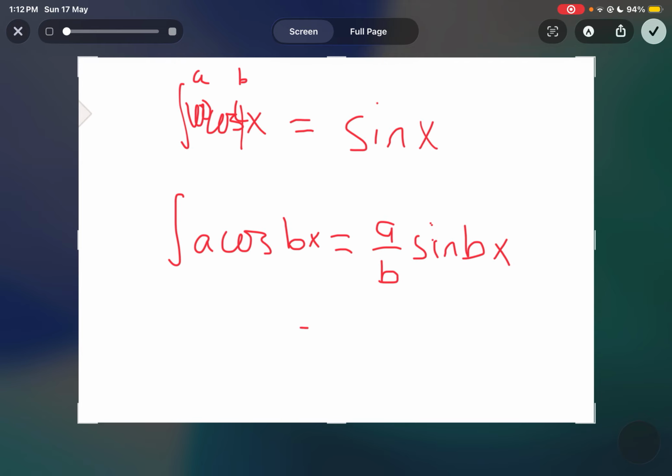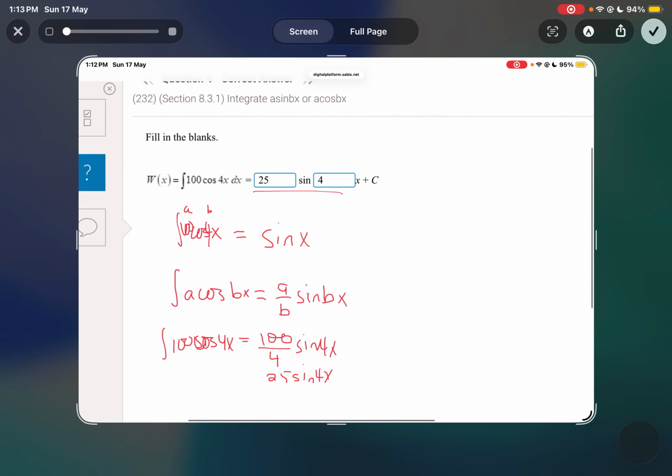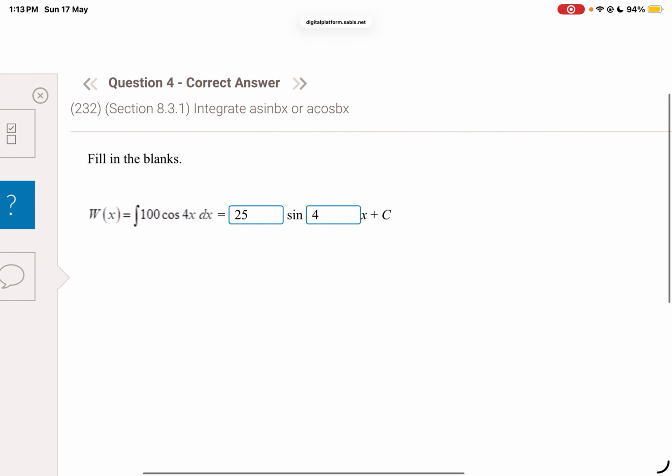So now the integral of 100 cosine of 4x dx will be equal to 100 over 4 sine of 4x, which is 25 sine of 4x. 25 sine of 4x. Very easy. Question number 5.